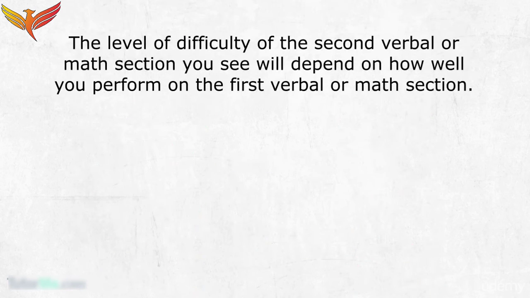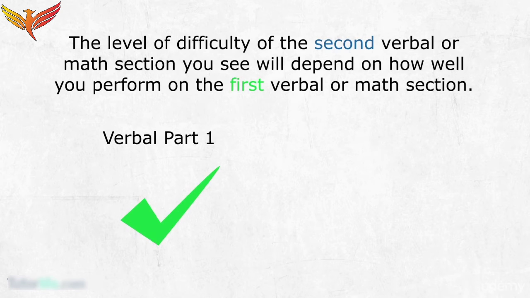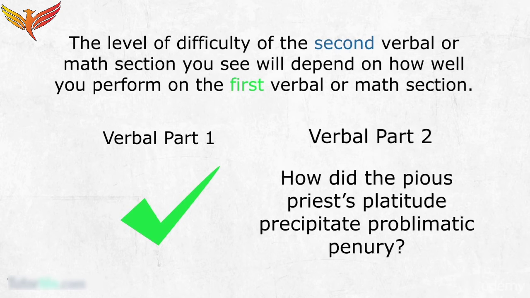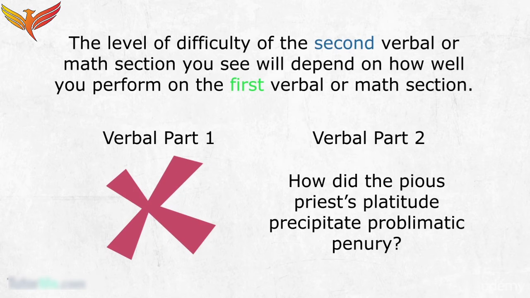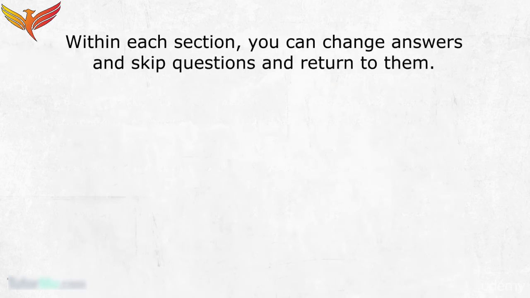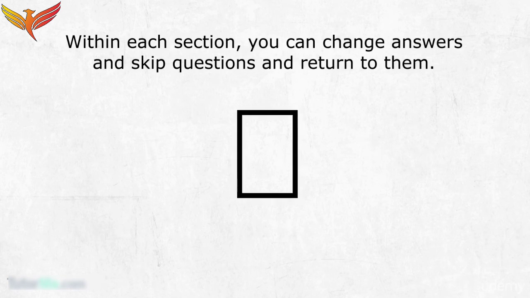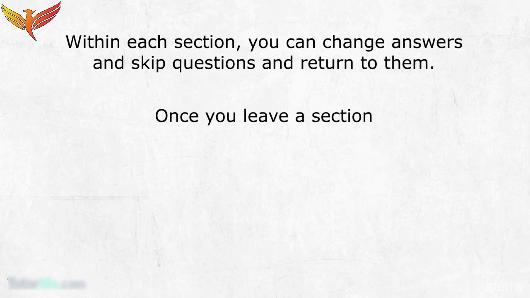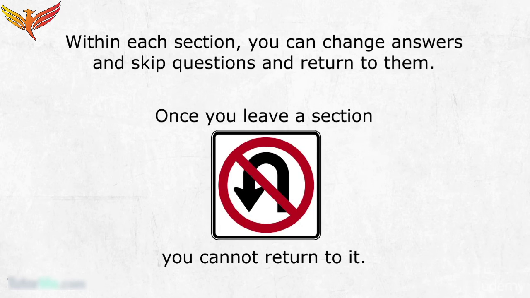The level of difficulty of the second verbal or math section you see will depend on how well you perform on the first verbal or math section. If you do well on the first verbal section, then the second section will be a little harder. And if you do poorly in the first math section, the second section will be a little easier. Within each section, you can change answers and skip questions and return to them, using the Mark and Review feature. But once you leave a section, you cannot return to it.